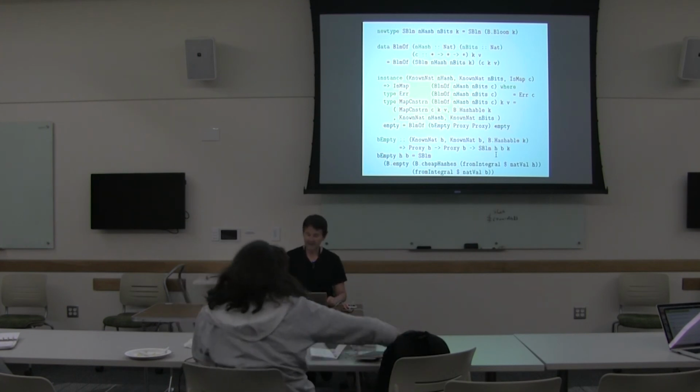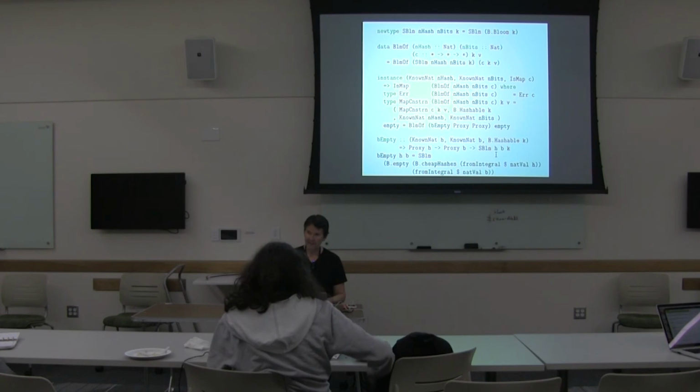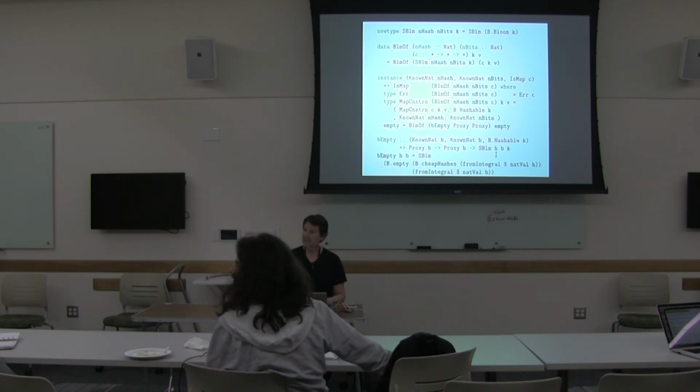Okay. And out of curiosity, map_val is coming from data kinds? It's coming from GHC TypeLits. Yeah.